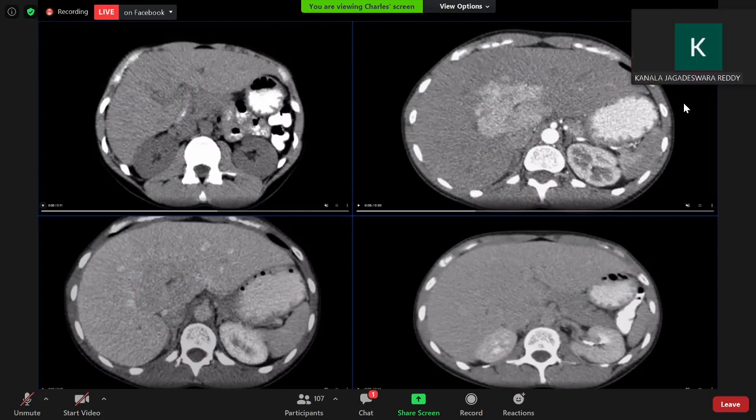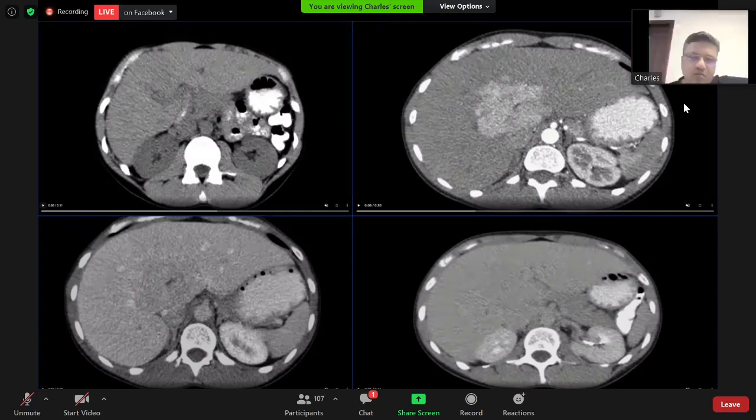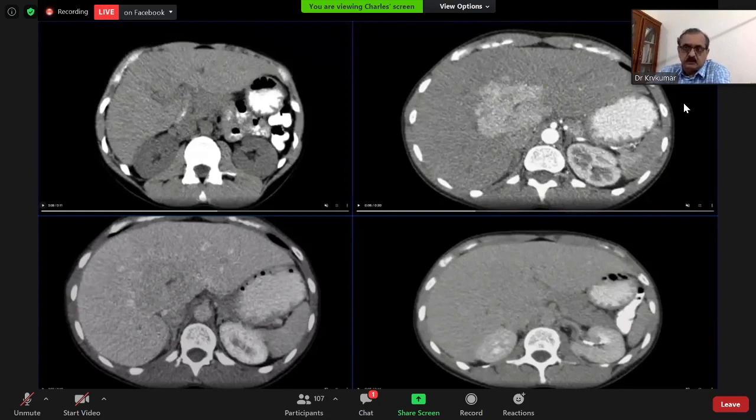Is it not, Dr. Charles? Yes, sir. So that in fact is the clue here. And then you need to look into the scar. Okay, sir. So thank you, Charles, for highlighting that.